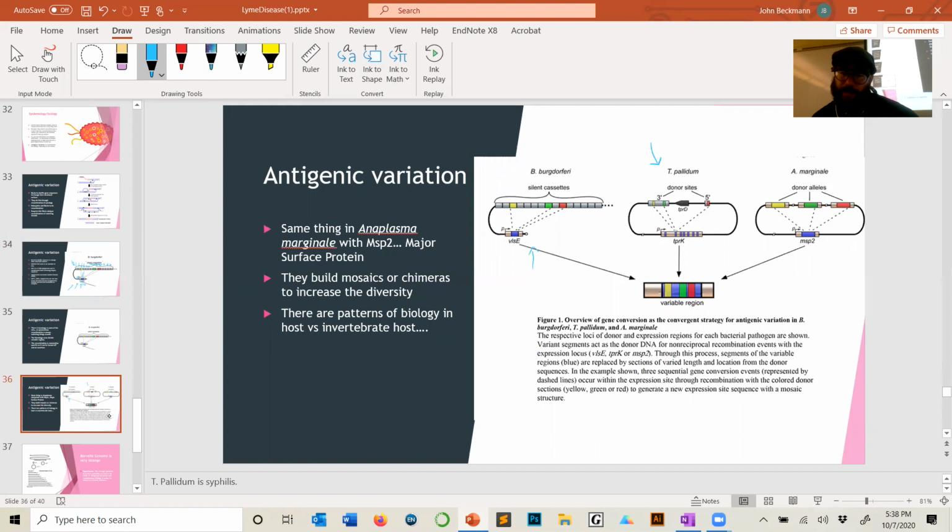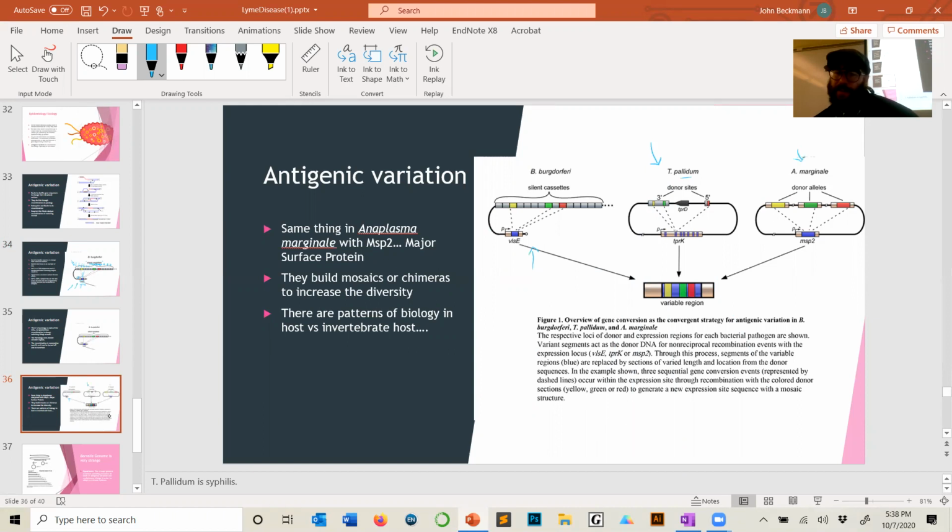Here's a plasmid from T. pallidum, which is syphilis. Same kind of thing. There's an outer surface antigen. It's got these sites with a variable region that are duplicated, and it just shuffles through recombination.